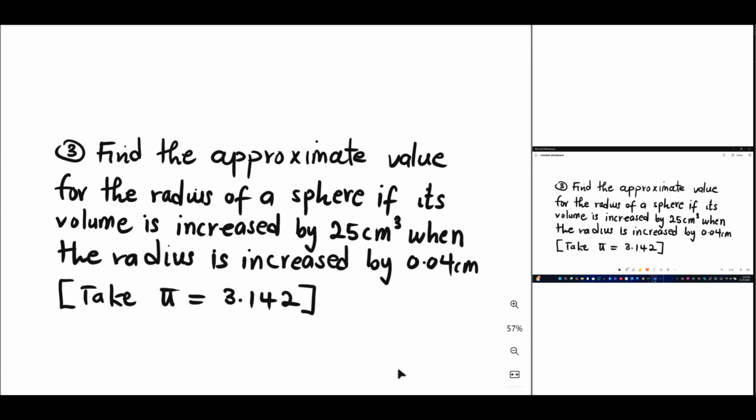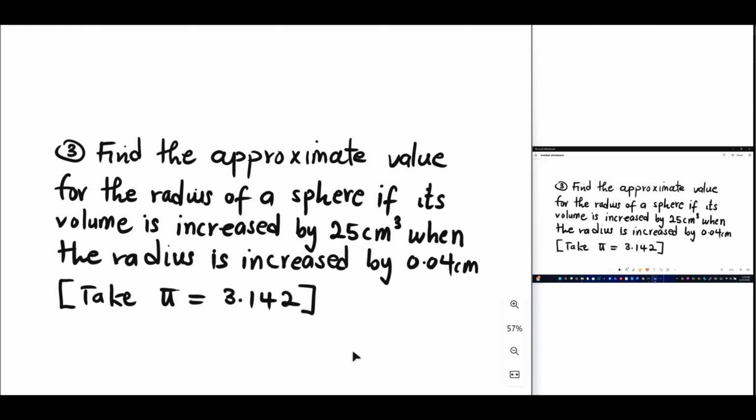We are still looking at application of differentiation in relation to small changes. So we have our third problem here and we have to find a solution to it. The question is: find the approximate value for the radius of a sphere if its volume is increased by 25 centimeters cubed when the radius is increased by 0.04 centimeters.